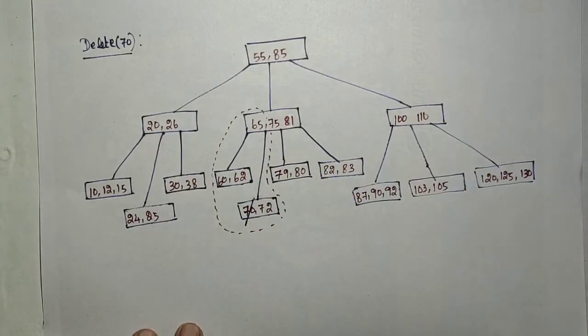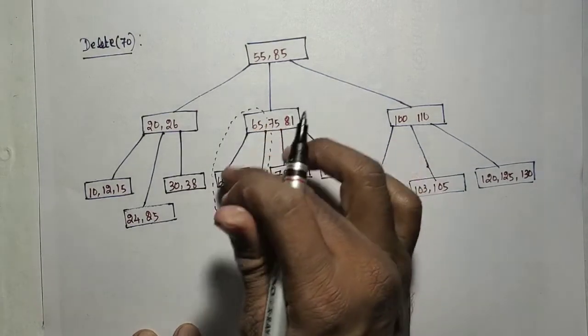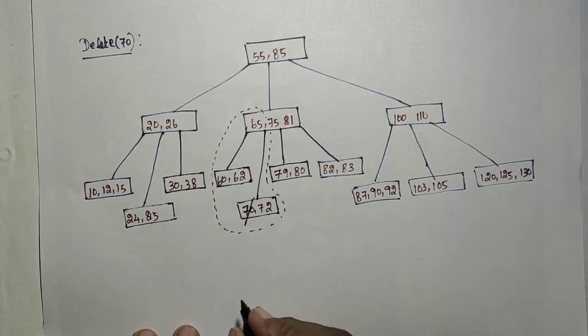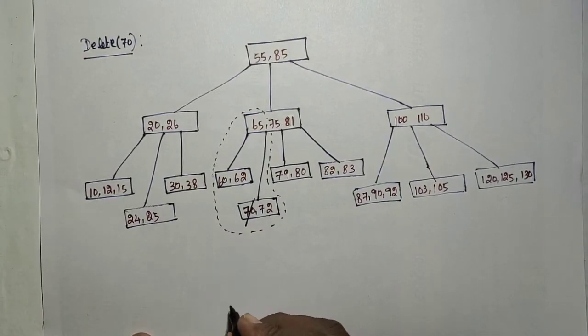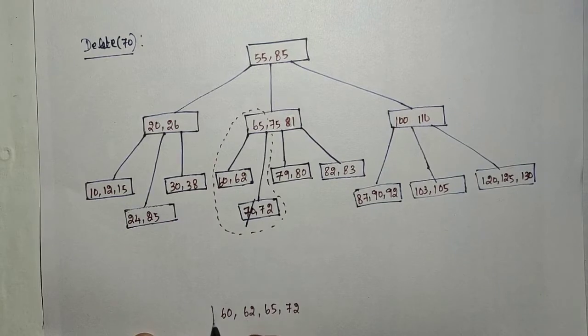Okay. So these 60, 62, 65 and 72, they have to be merged. The merging will happen like 60, 62 along with its parent 65 and 72. Okay, so this will become a node, correct? This will become a node.